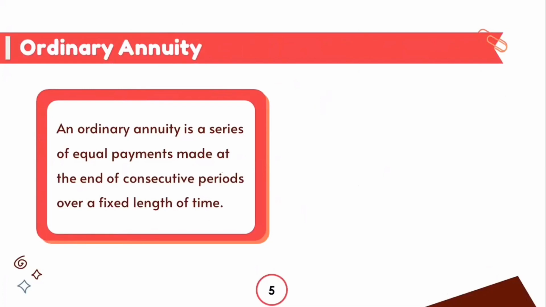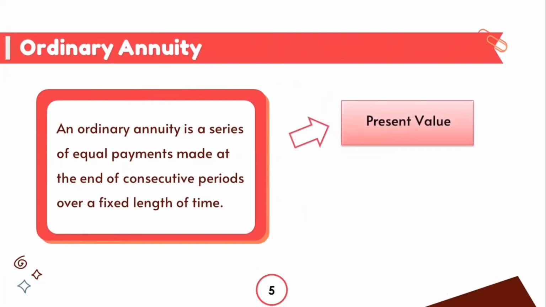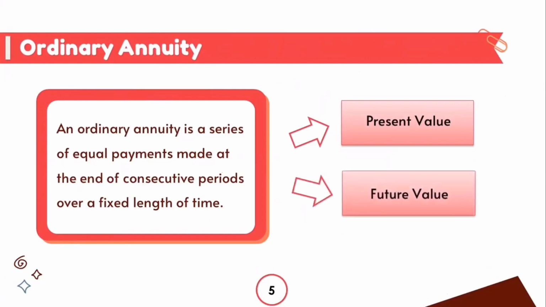First, we want to talk about ordinary annuity. An ordinary annuity is a series of equal payments made at the end of consecutive periods over a fixed length of time. There are two calculations of ordinary annuity. First, present value, and second is future value.